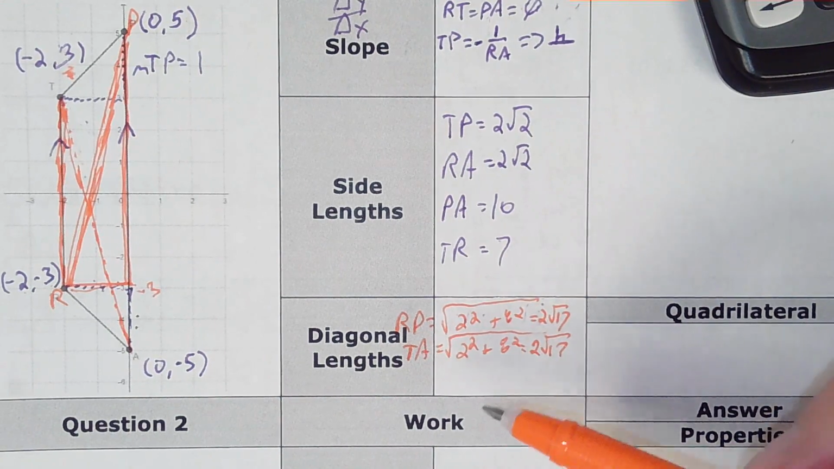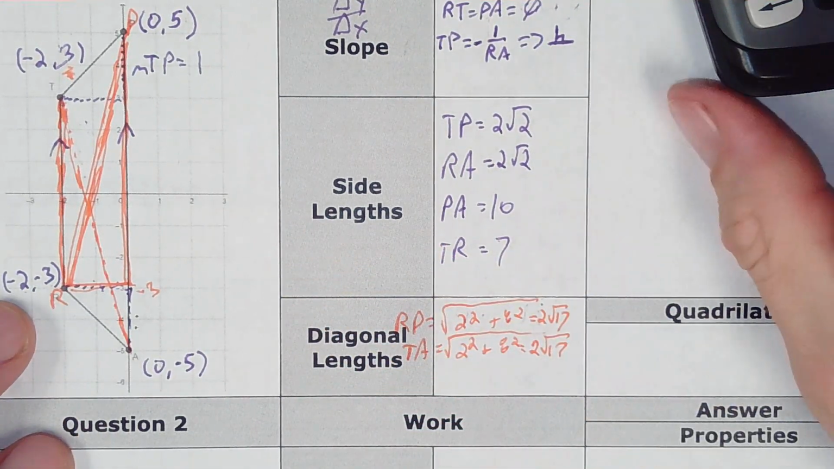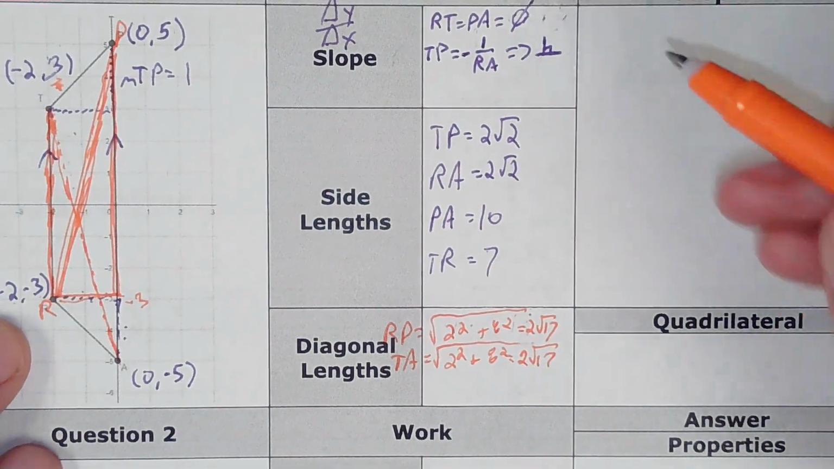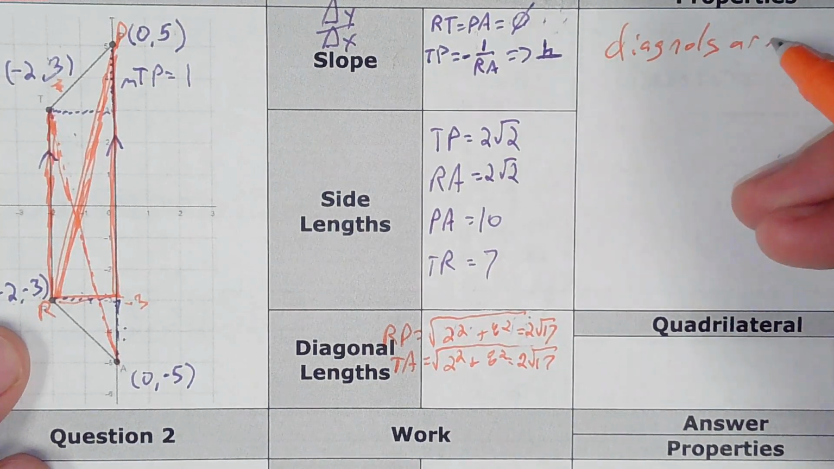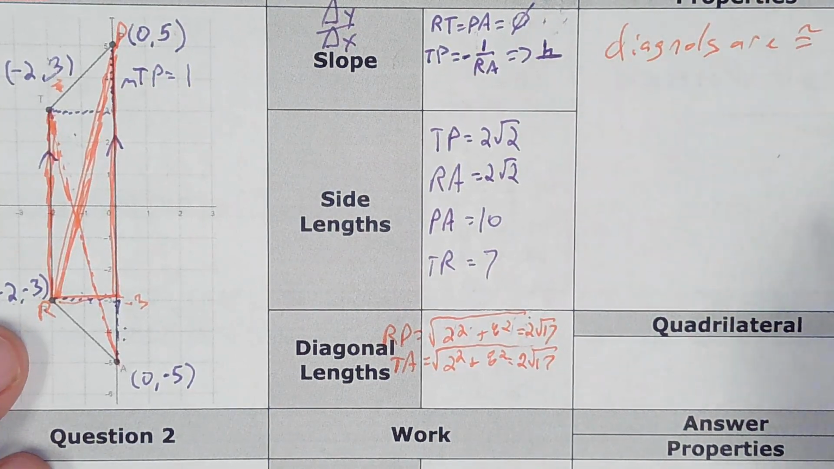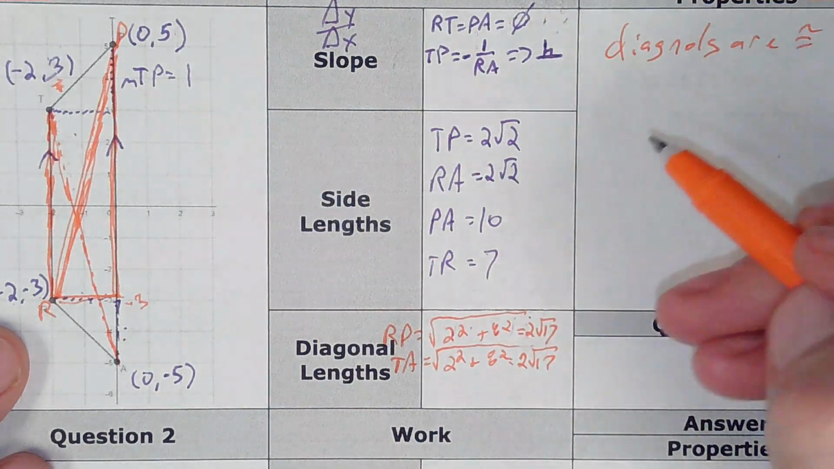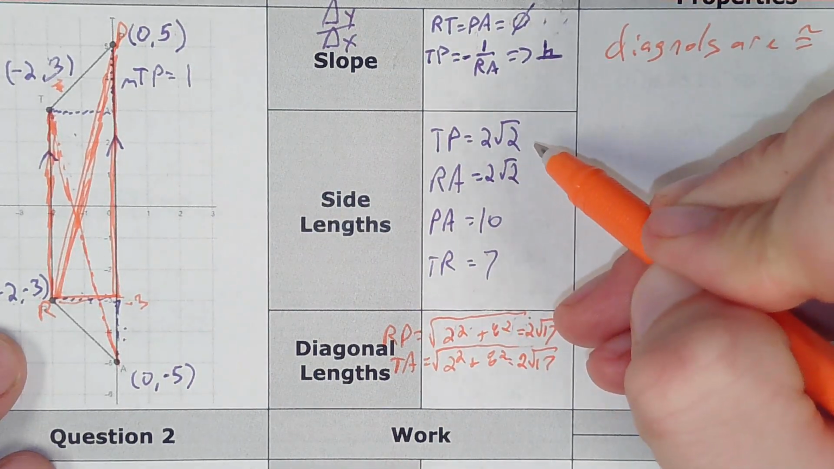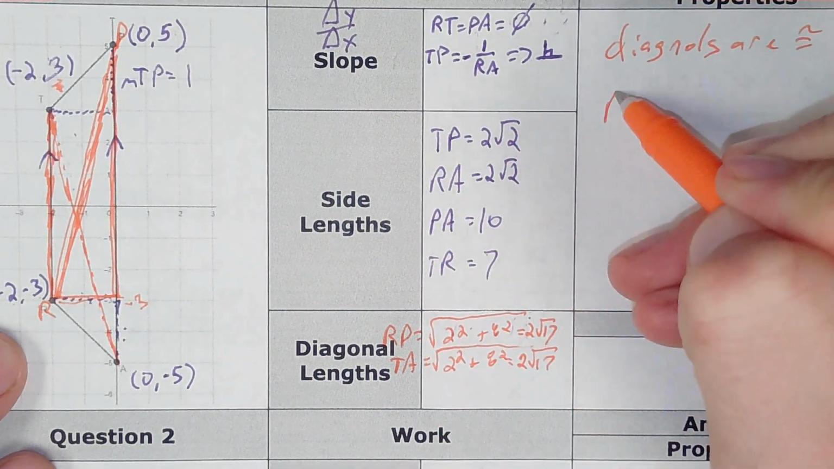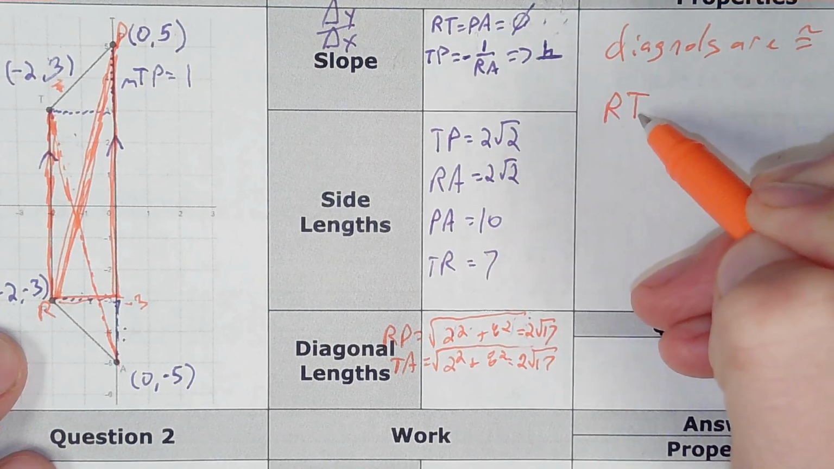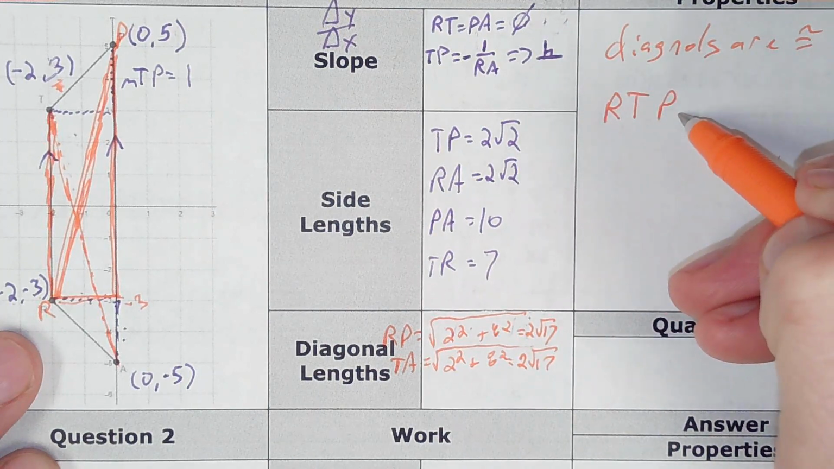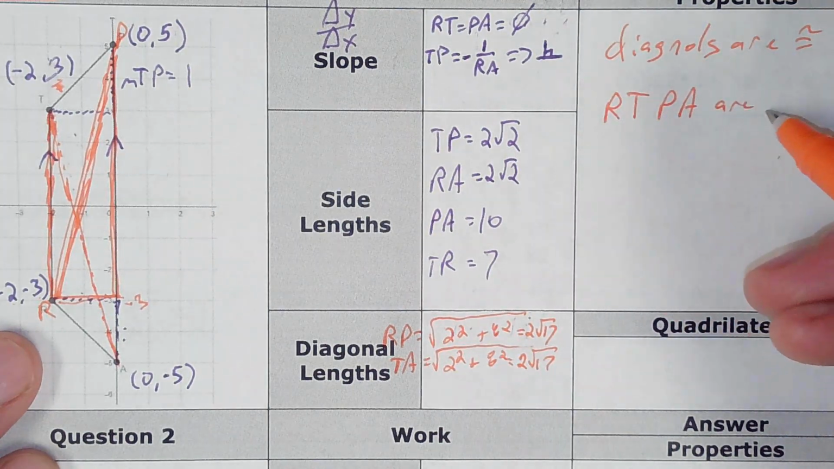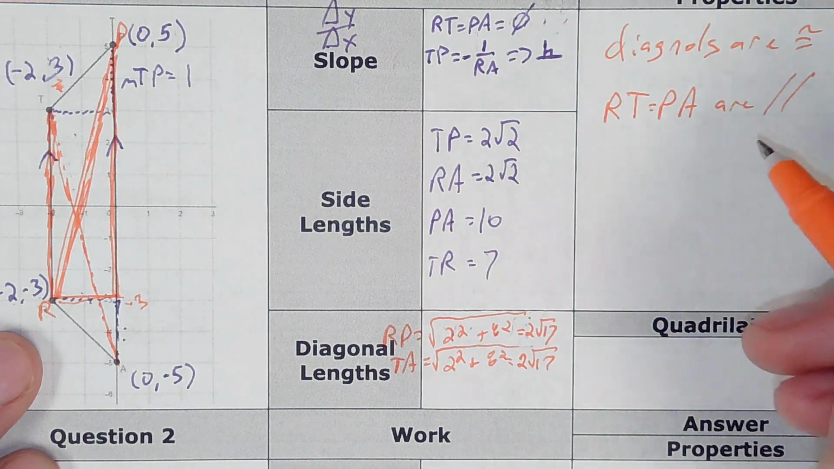I wasn't expecting that to not be a nice isosceles triangle. All right, so the diagonals are equal. The diagonals are congruent, right? These lines are parallel. I have RT and PA are parallel because they have the same slope.